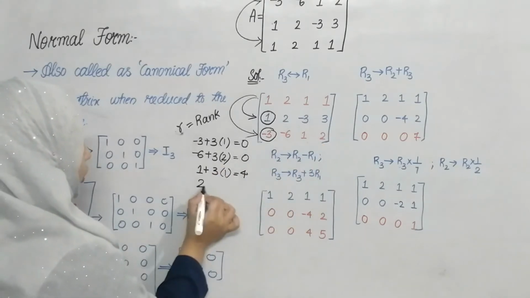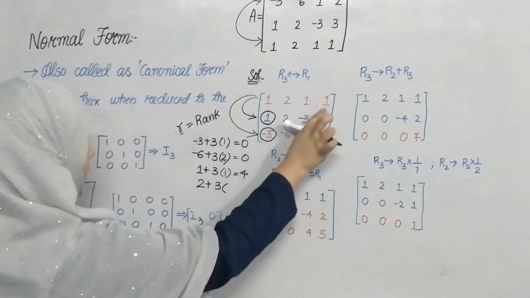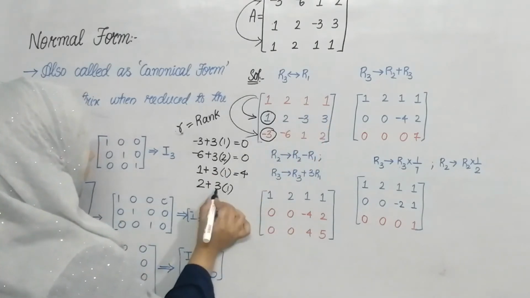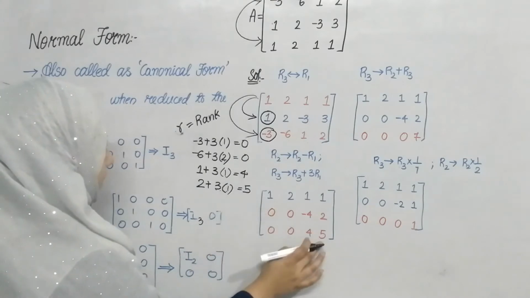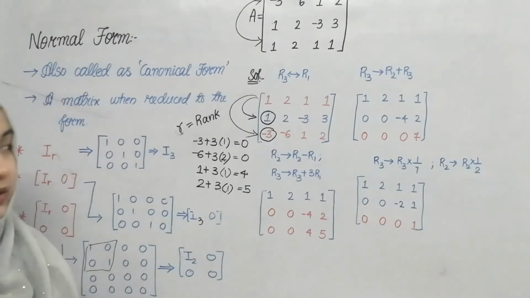Next, 2 plus 3 times 1. So 3 1s are 3, 3 plus 2 is 5. So this is 5. Got it? Understood?